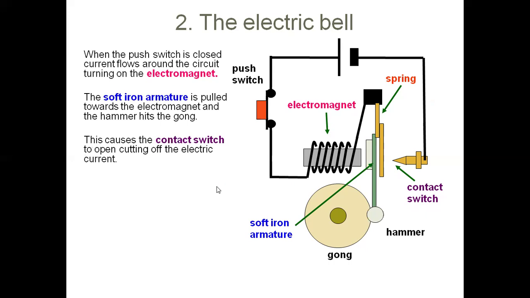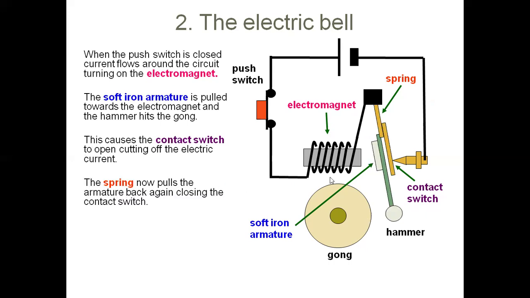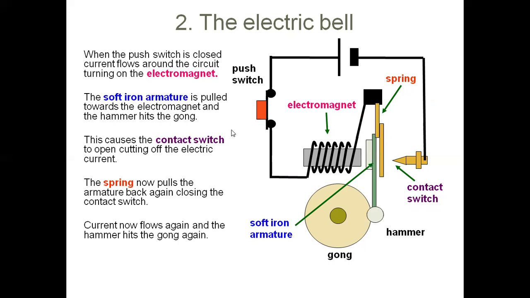it will be in contact with the contact switch, and current again starts flowing. And what will happen as a result? This will be an electromagnet. It will attract the hammer. Why does it attract the hammer? Because there is an iron piece attached to it. We call it the iron armature. It will be attracted towards the electromagnet.